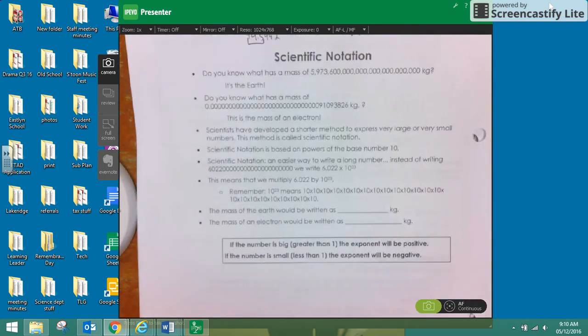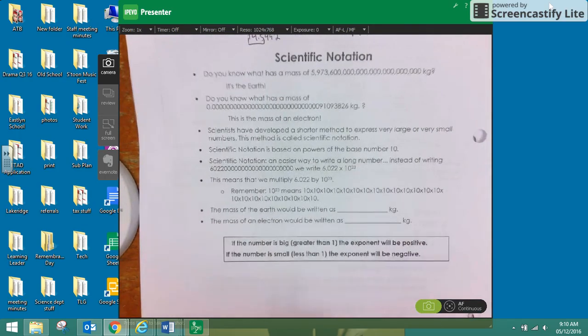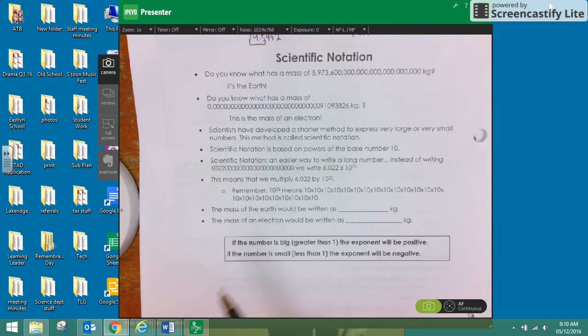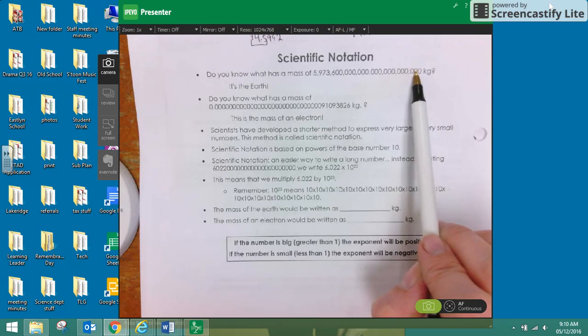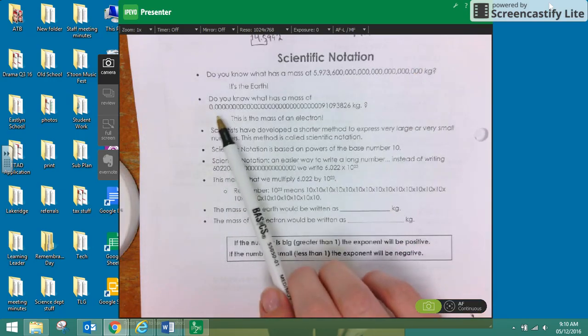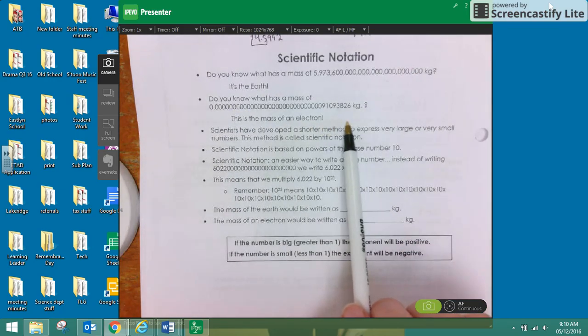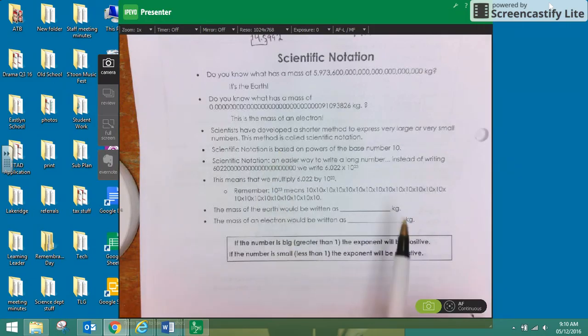And then for scientific notation, this is where you want to write a really big or a really small number without all these extra zeros here. So this is the mass of the Earth. It's a really big number. This is the mass of an electron. It's a really small number. So instead of writing all those zeros out, we write it in scientific notation.